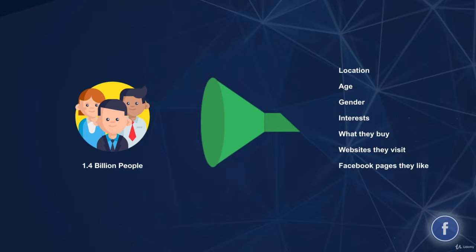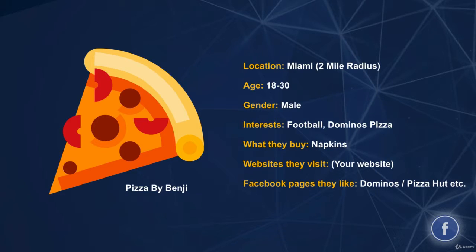So an example of this I've drawn up just to give you a good idea is my Pizza by Benji store, which is located in Miami. We want to get more paying customers in the door. So what I've done, hypothetically, is I've set up an ad. Now, I can target within a 2-mile radius of my pizza store in Miami. I can target males between 18 and 30, which is my number one demographic. I can target interests that I know people have who would like to eat my pizza. So football, Domino's pizza, competitors like that.